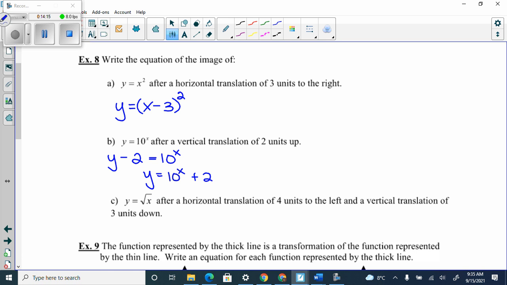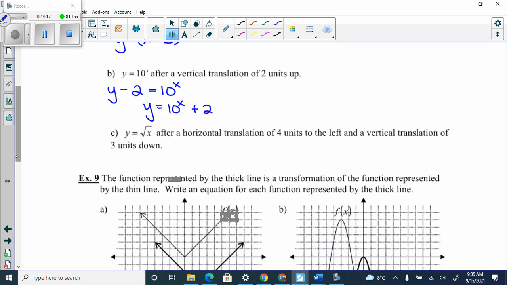All right. And then C, y equals square root x, after a horizontal translation, 4 units left. So we're going to get square root x plus 4. And then 3 down, minus 3. Or y plus 3 equals square root x plus 4, because we can move the 3 over and make it minus. All right.